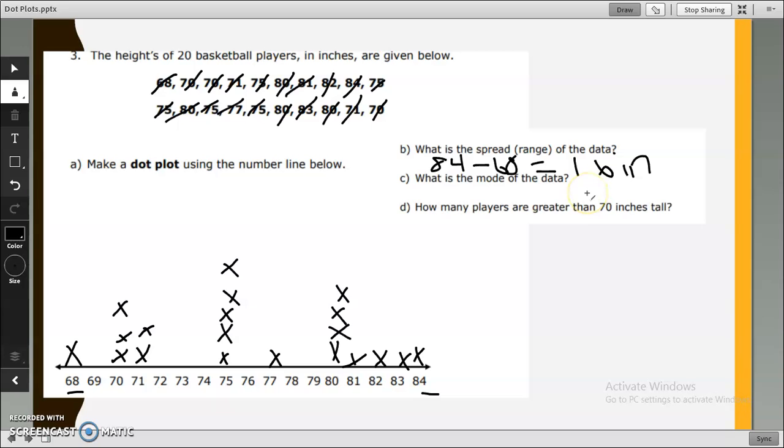It says, what is the mode? And the mode is the value that appears the most, right? And from our dot plot, we can easily see that 75 is the mode. So 75 inches, most players are 75 inches for this basketball team.